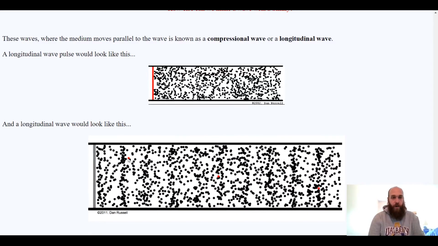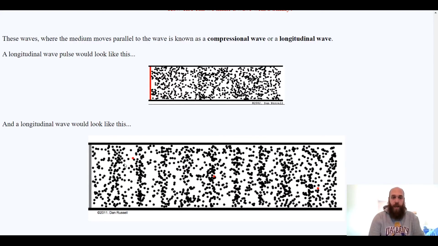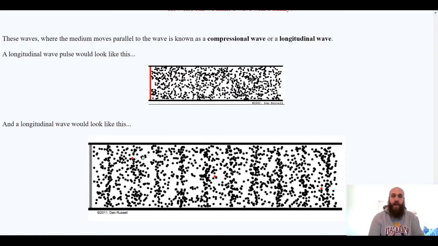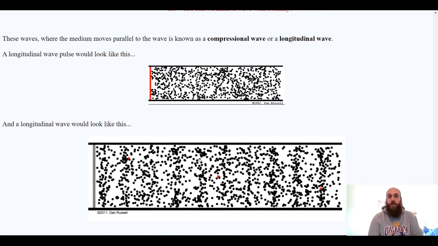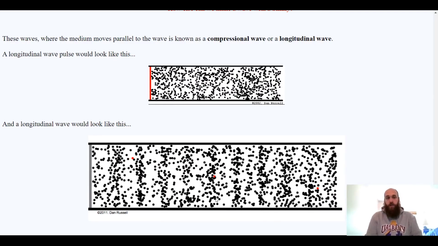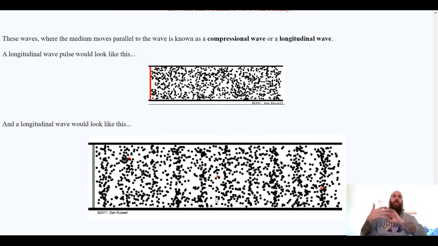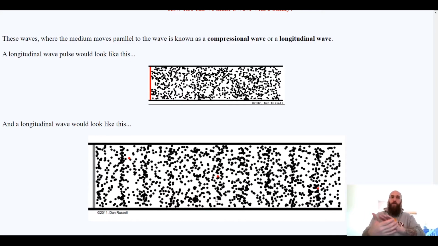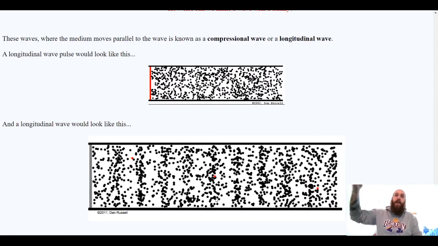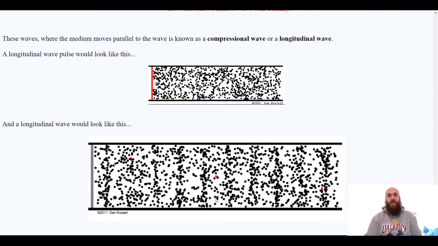The wave is traveling to the right, but these dots indicate that the matter is just going out and back and out and back. So we call this a longitudinal wave, and this would be like sound. Sound is also a longitudinal wave. Your voice box shakes the air, those air molecules get compressed or expanded, and that propagates out to somebody's ear, which then shakes their eardrum, and you hear that as sound.